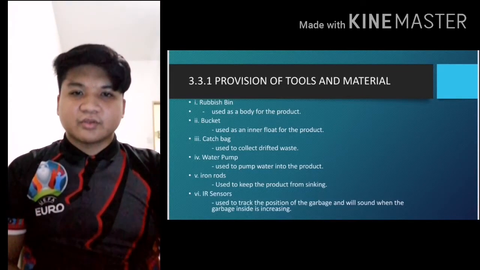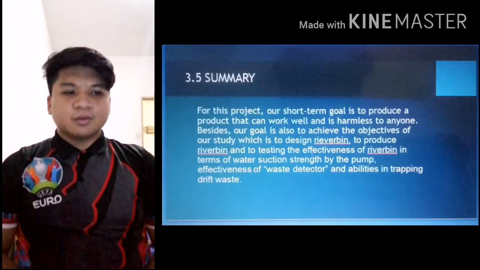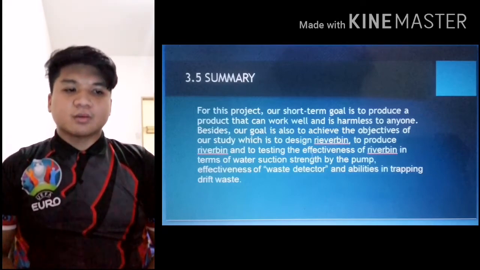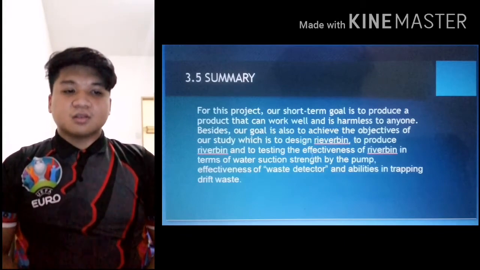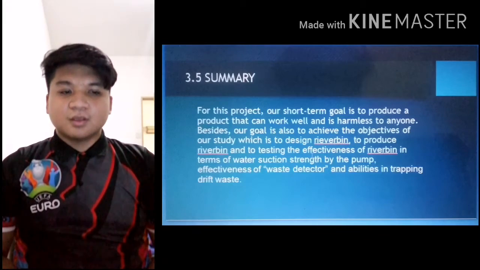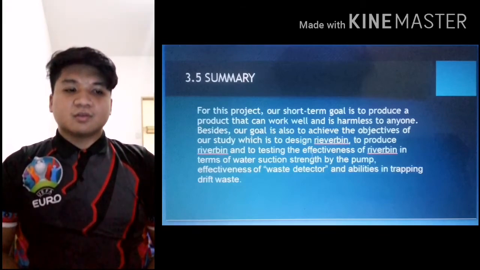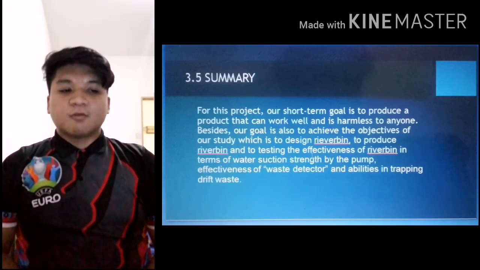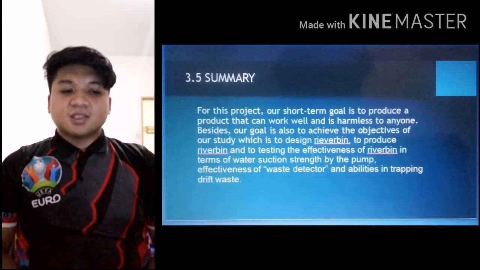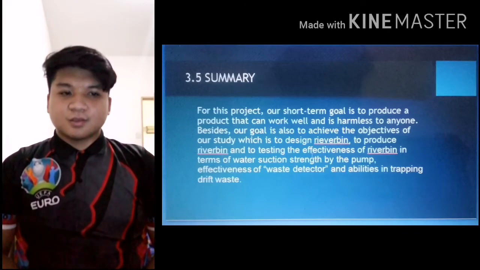For our summary, for this project, our short-term goal is to produce a product that can work well and is harmless to anyone. Besides, our goal is also to achieve the objectives of our study, which are to design Riverbin, to produce Riverbin, and to test the effectiveness of Riverbin in terms of water suction strength by the pump, effectiveness of the waste detector, the IR sensor, and the ability to trap drift waste.